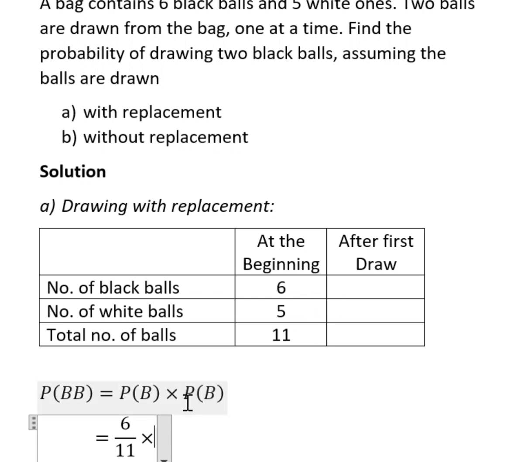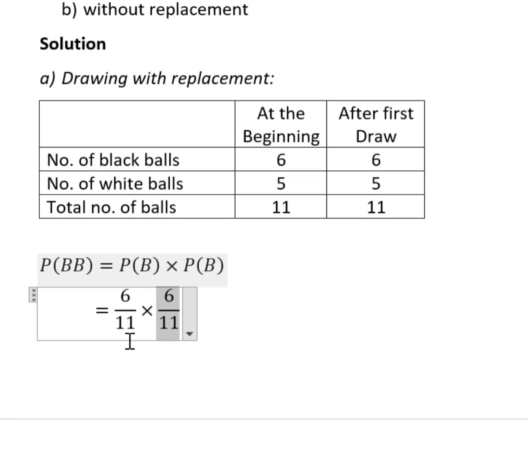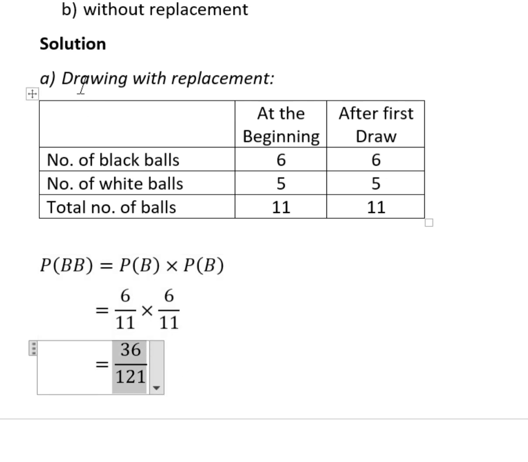So the probability of picking a black ball again will be given by the number of black balls in the container, which are still 6, over the total number of balls in the container, which are still 11. So that means the probability is 6 over 11. When you multiply that, you get 36 over 121. That's when we are drawing with replacement.